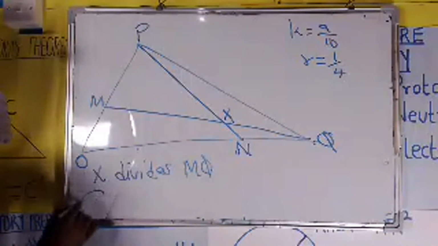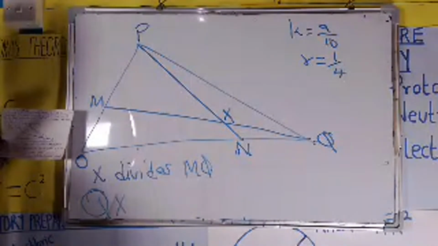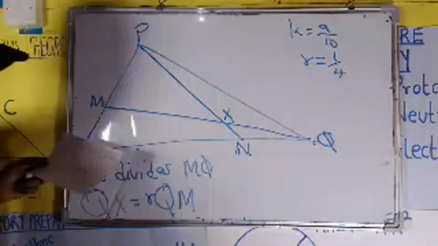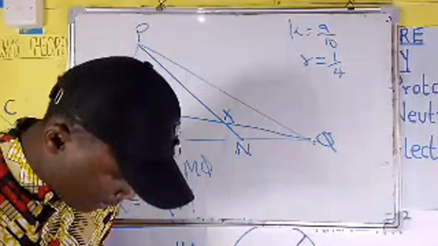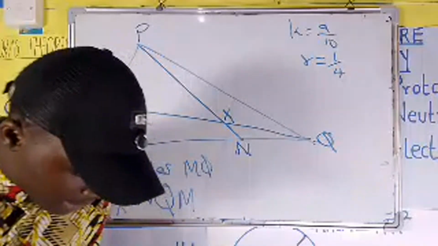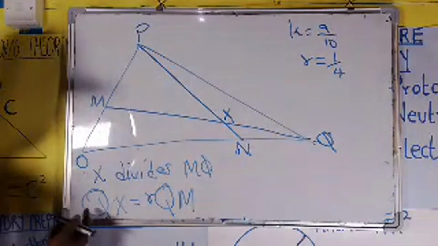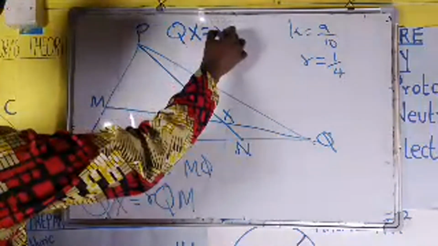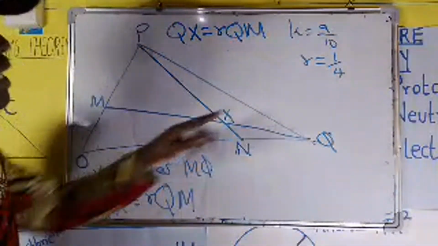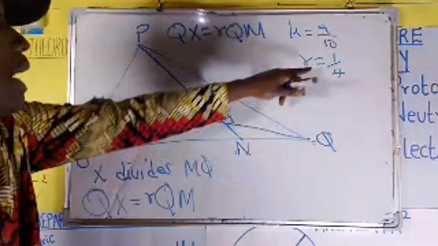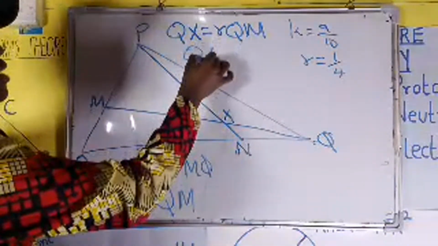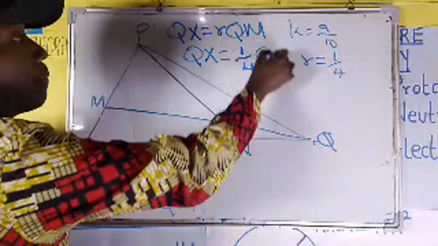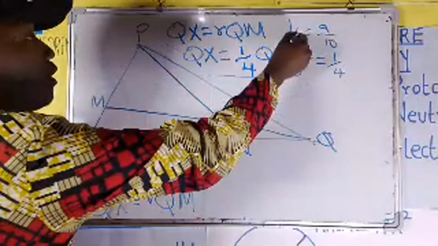There was a statement that said QX is equal to RQM, just there in part B. Given that PX is KPN and QX is RQM. So what does that mean? QX is equal to RQM. And we have already determined our R. So we will take our R and put it here. So our QX will be equal to our R, a quarter of QM.